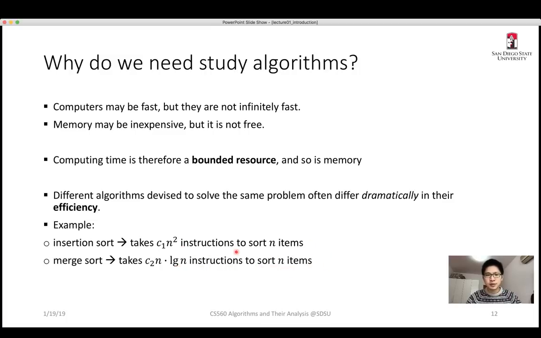The instructions here, you can imagine as CPU instructions, that means the lowest-level instructions that are processed by the CPUs. So saying this algorithm takes that many instructions to sort n items means that if you have an input of n items, then insertion sort will need to use this many CPU instructions to sort it. Okay, so let's compare how efficient insertion sort is compared with merge sort.